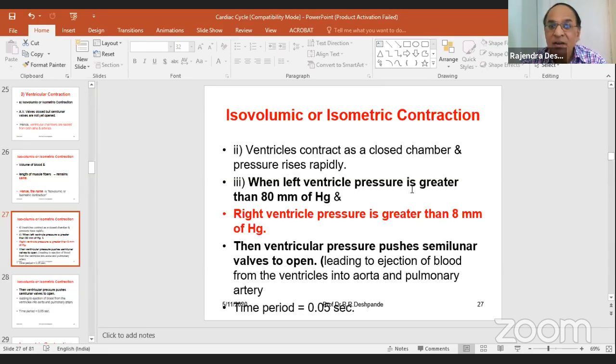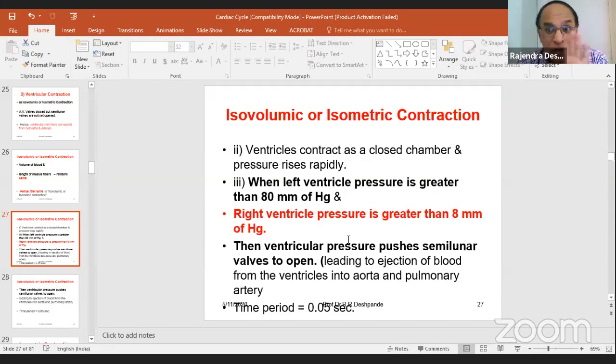When the left ventricle pressure is greater than 80, you must remember these figures, and right ventricle pressure is greater than 8 only. This is 80 and this is 8 mm of Hg. Then ventricular pressure pushes the semilunar valves to open, leading to the ejection of blood from the ventricle to the aorta and pulmonary artery. This occurs in 0.05 seconds. I'm just saying that now it is ready to eject.